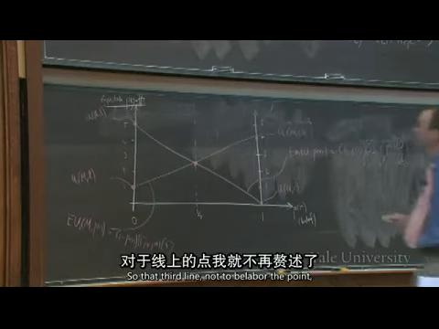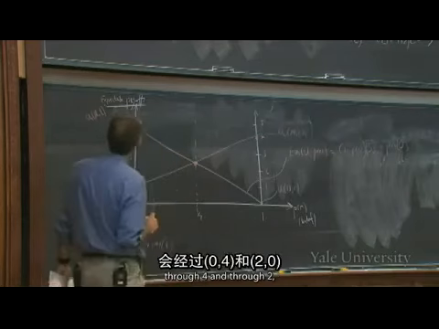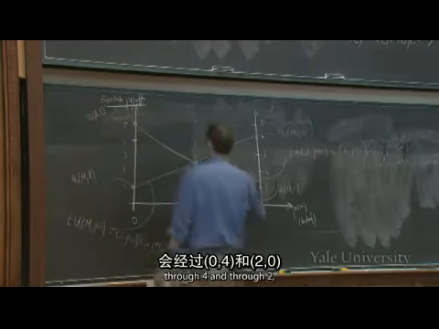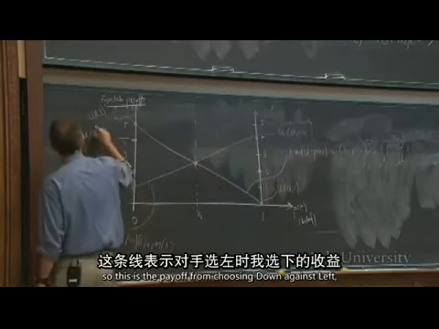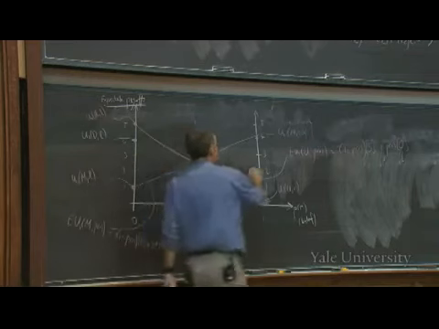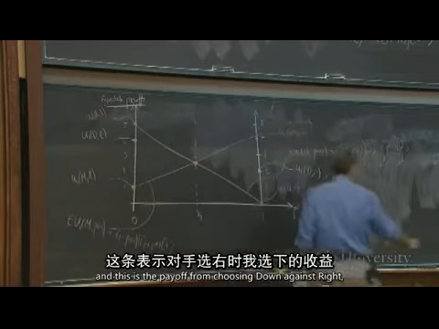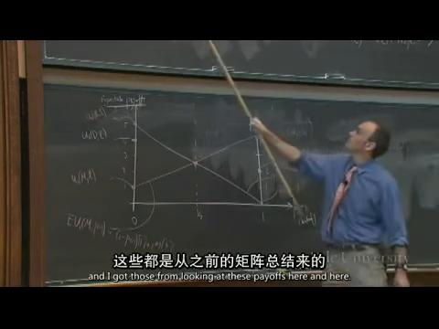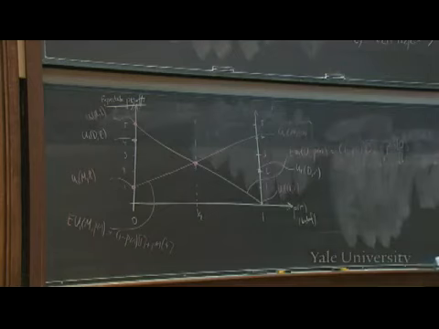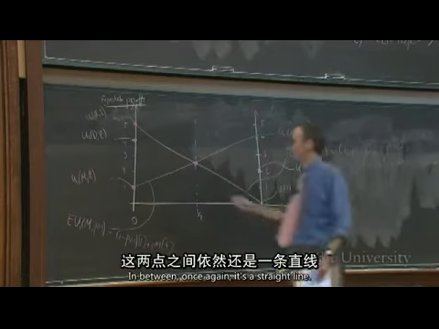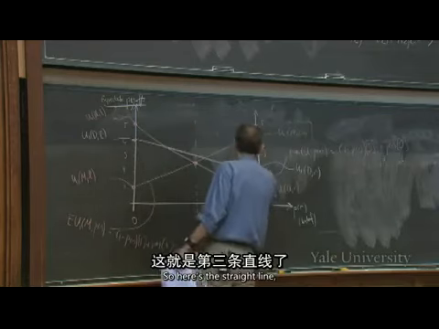That third line is going to go through here, through 4, and through 2. This is the payoff from choosing down against left, and this is the payoff from choosing down against right. I got those from looking at these payoffs here and here. And in between, once again, it's a straight line.